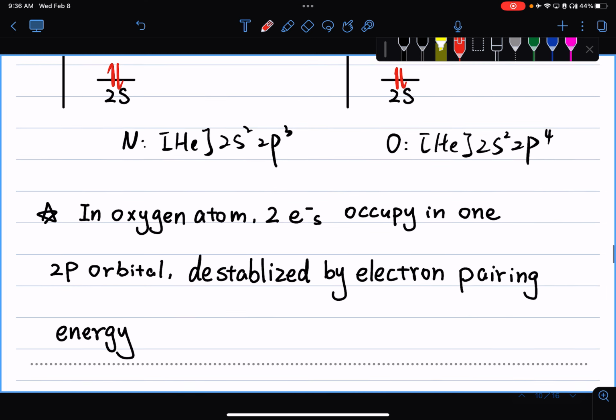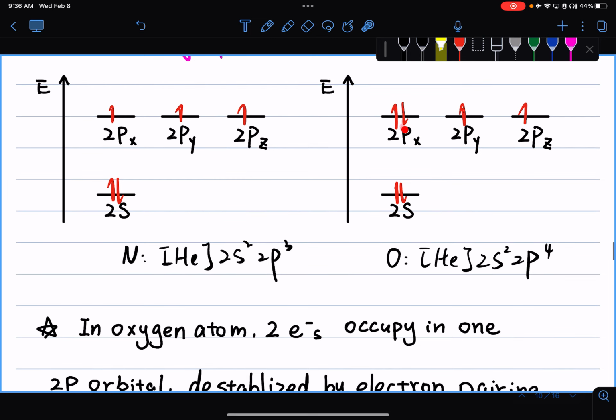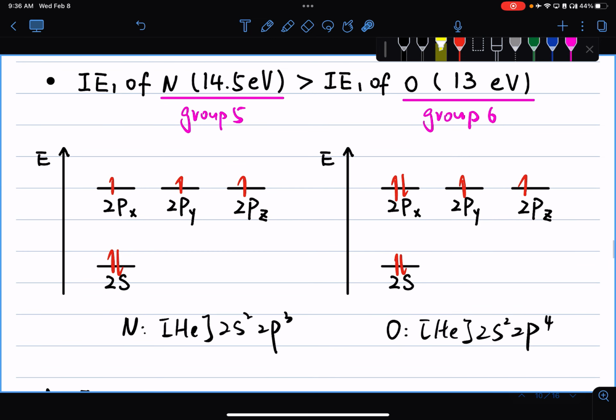So in the oxygen atom, we have two electrons occupying the same 2p atomic orbital, and the electron that is paired up is destabilized by electron pairing energy. Because this electron is destabilized by electron pairing energy, it is easier to remove this paired electron from the oxygen valence shell.